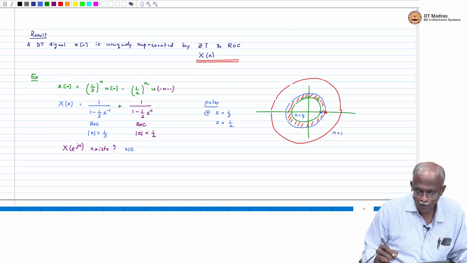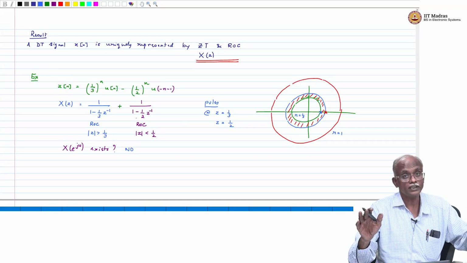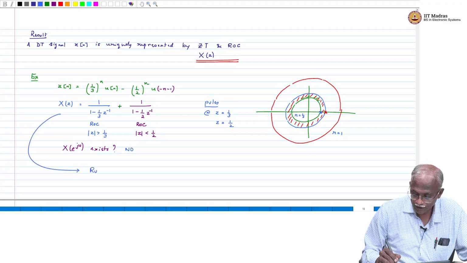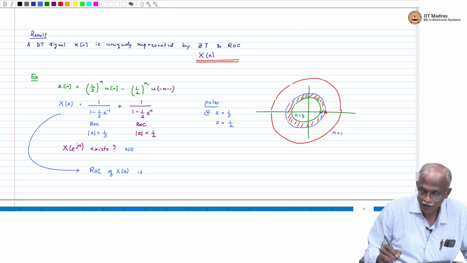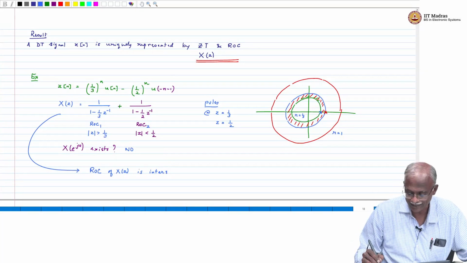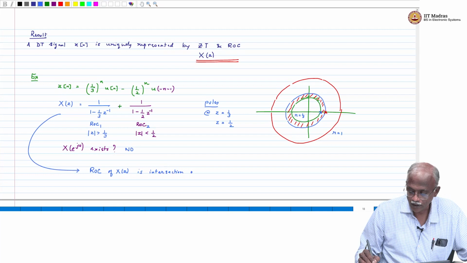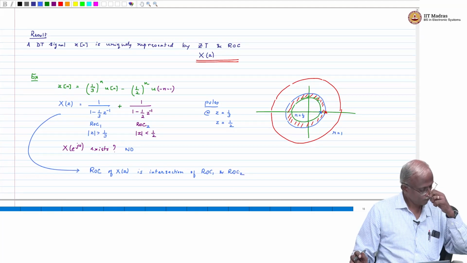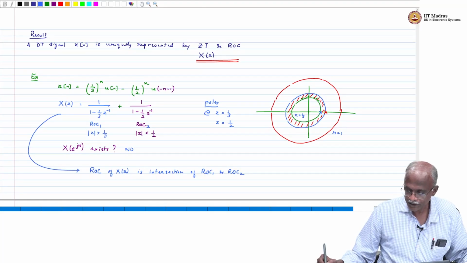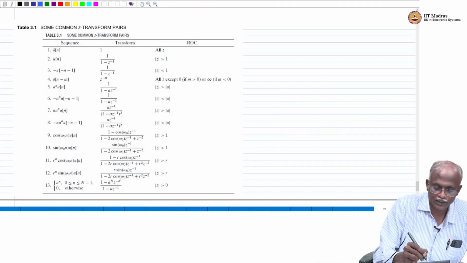This is also a very important example, in the sense that when you have multiple regions of convergence, the ROC of X of z is the intersection of, let's call them, ROC1 and ROC2, where both should be satisfied. Only then will both terms exist, and therefore X of z will also exist. It is the intersection of ROC1 and ROC2.